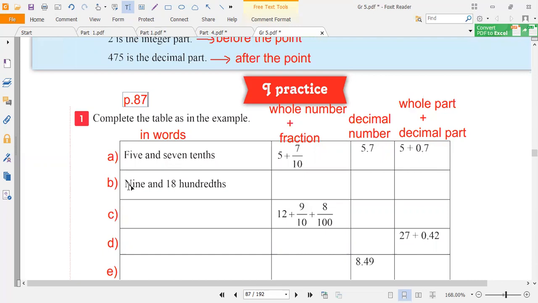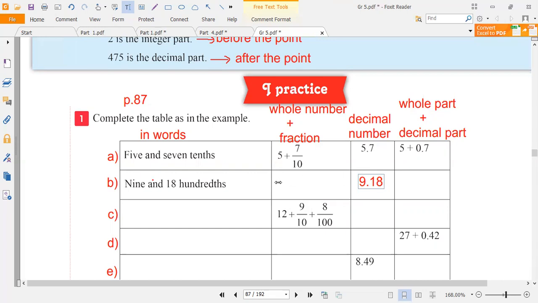So part B, 9 and 18 hundredths. Let's write it first as a decimal number. 9 and, so when we see and, we have the point here. And 18 hundredths. It means the last digit should be the hundredths digit. Look, we have 2 digits, so 8 is the hundredths digit, so it's correct.